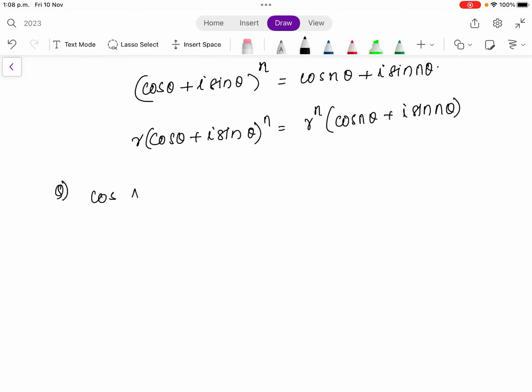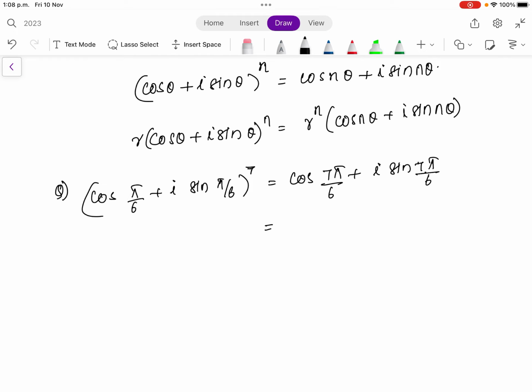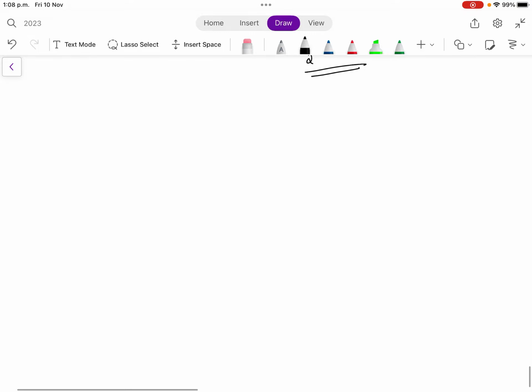If you have (cos pi/6 + i sin pi/6) to the power of 7, what you can do is you just need to bring the 7 inside. So it is cos 7pi/6 + i sin 7pi/6. You put it into the calculator, and you will get minus root 3 by 2 minus 1/2 i. Okay, so this is a complex number. Let's take another one.